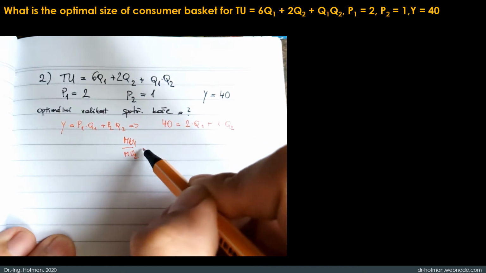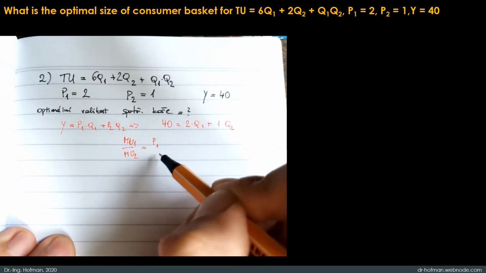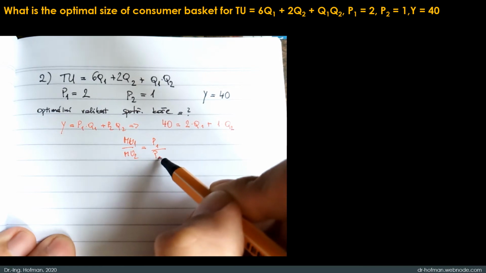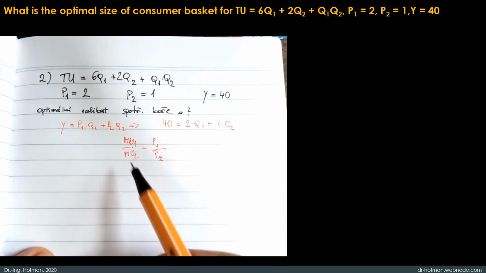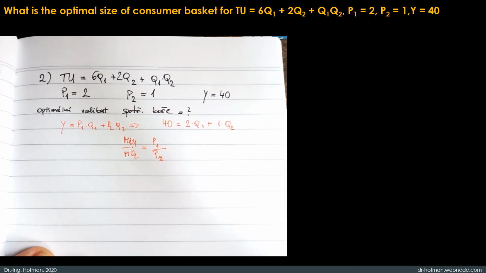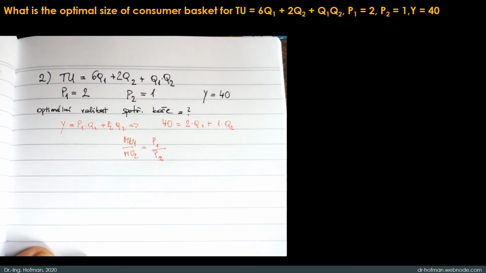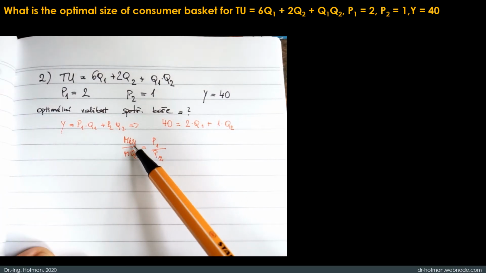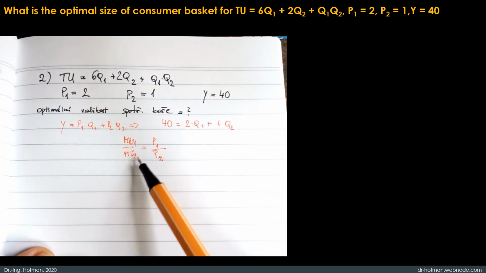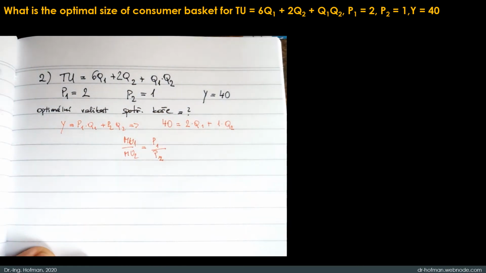We know that marginal utility 1 over marginal utility 2 should be, in the optimum, in ordinalist theory, equal to the ratio of prices of the first and second good. Now I need marginal utility 1. I can calculate it from the total utility expression, with the help of the derivative of total utility according to quantity 1 and the same according to quantity 2 for MU2.